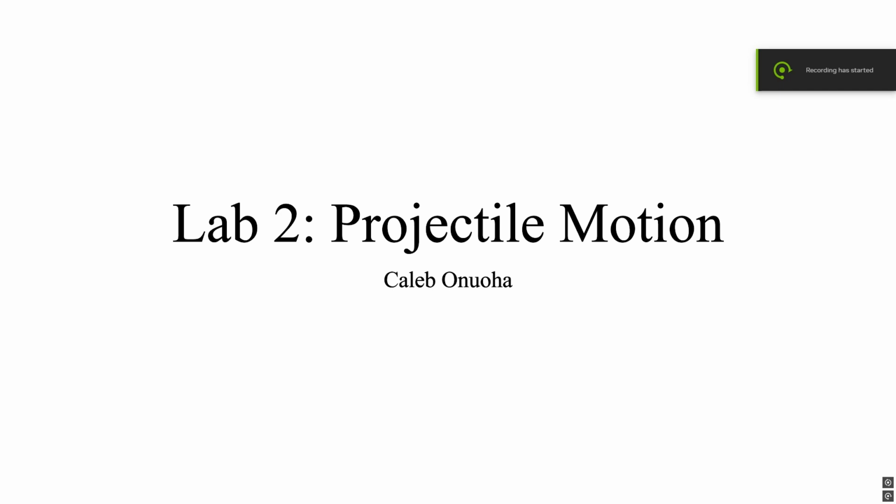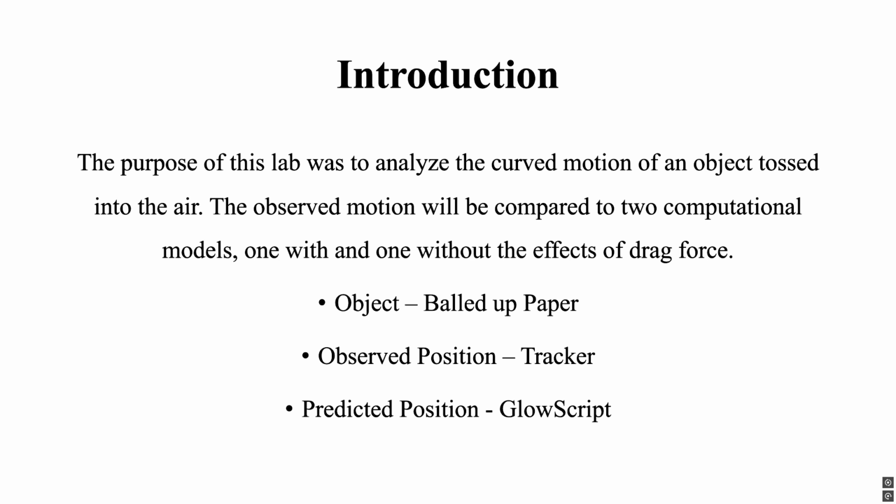My name is Caleb, and this is Lab 2 Projectile Motion. The purpose of this lab was to analyze the curved motion of an object tossed into the air. The observed motion will be compared to two computational models, one with and one without the effects of drag force. The object we used was a balled up paper, the observed position was taken through Tracker, and the predicted position was calculated using GlowScript.